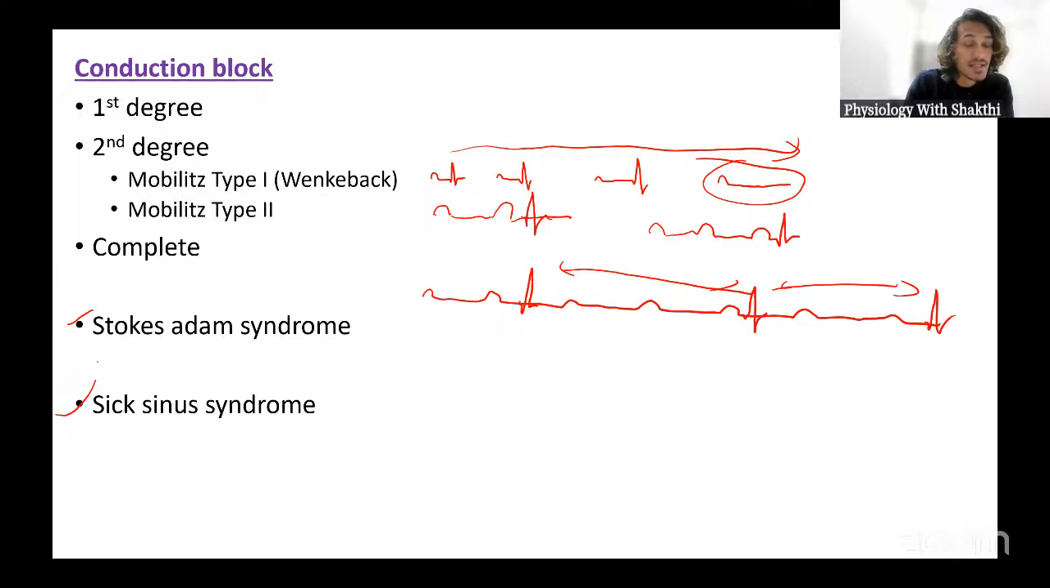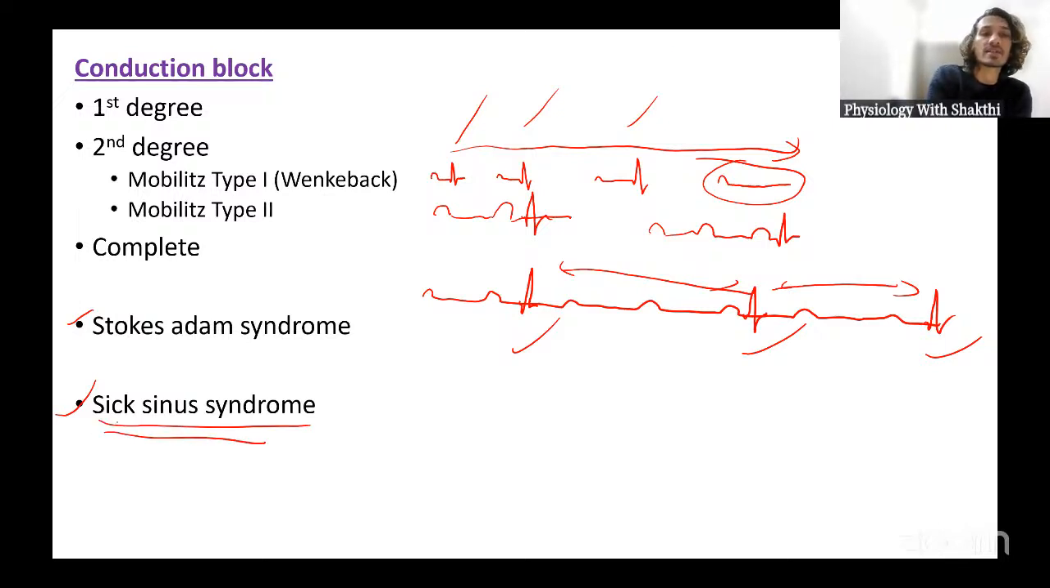So what is Stokes-Adams syndrome? What is sick sinus syndrome? In Stokes-Adams syndrome, one of the problems is some form of conduction block. The heart is not pumping enough, and that will result in some form of fainting episodes. So some sort of conduction block is there. The ventricle is not contracting enough because not enough impulses are reaching. Only see here, here, here. That is the amount of ventricular contraction instead of seeing this much. So that will result in decreasing the cardiac output and fainting episodes. That is Stokes-Adams syndrome. In sick sinus syndrome, what is happening is, your sinus rhythm is affected.